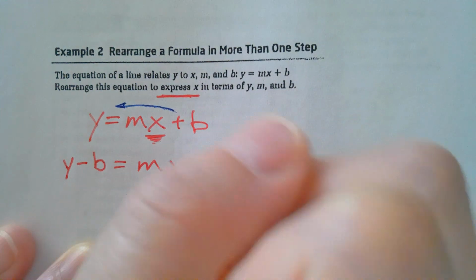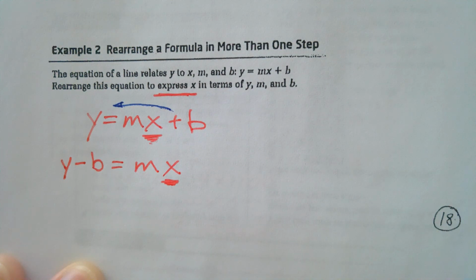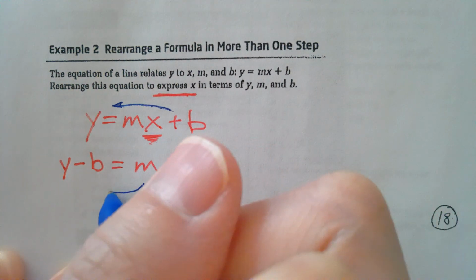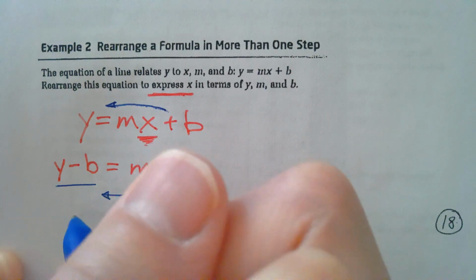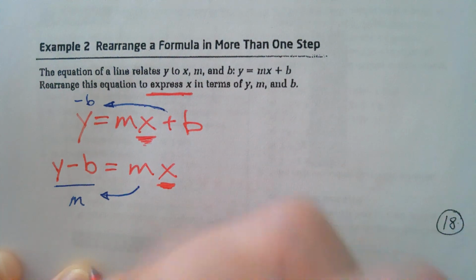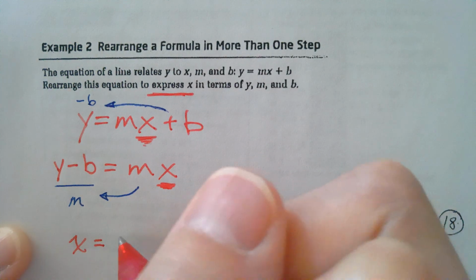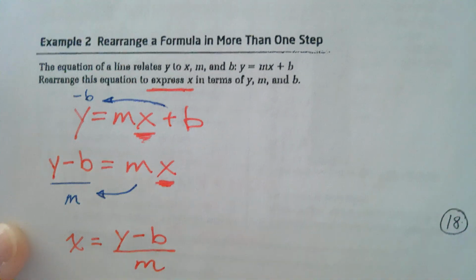So y minus b equals mx. Again, I'm still trying to isolate the x. So my next step is to move the m. And how do I move the m? M times x, so the opposite is divide. If I were to rewrite this neater, x equals y minus b over m.